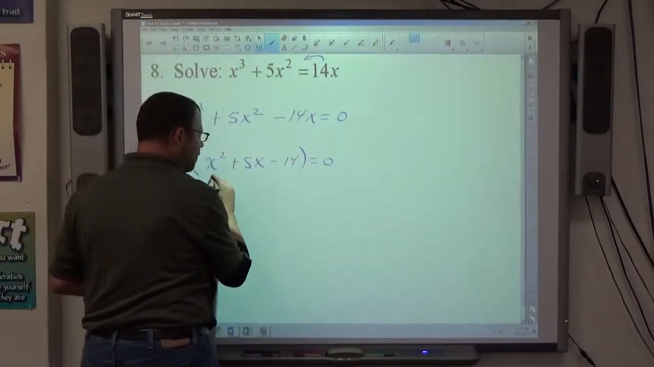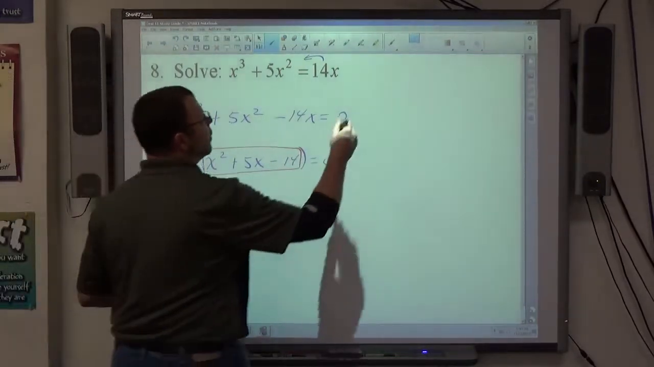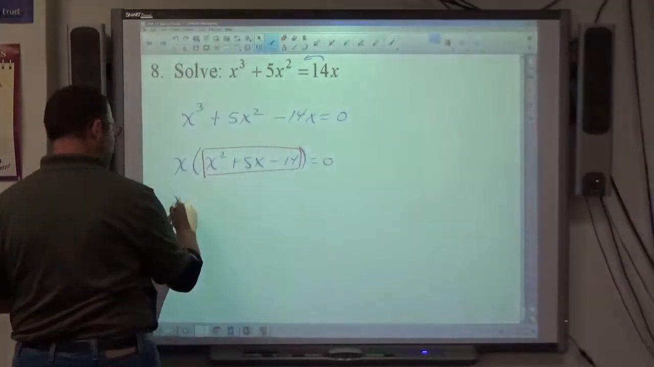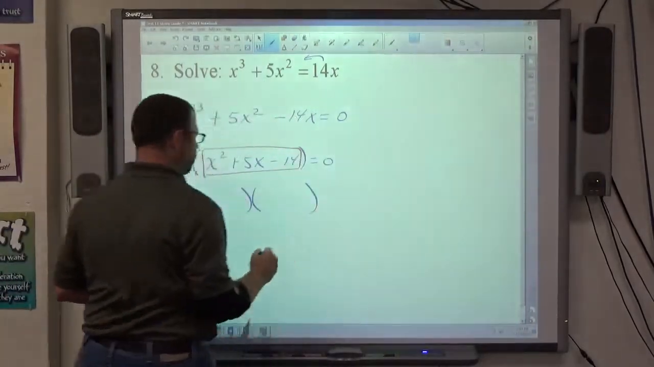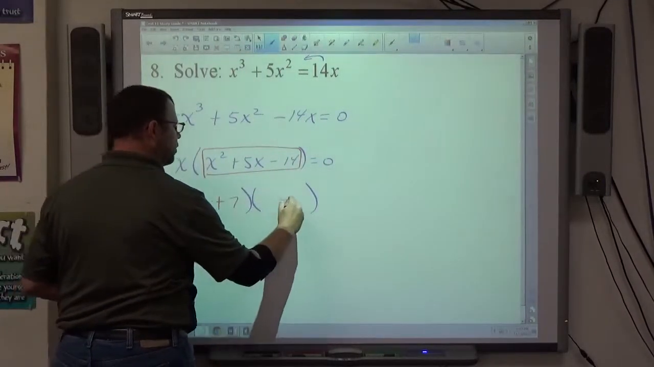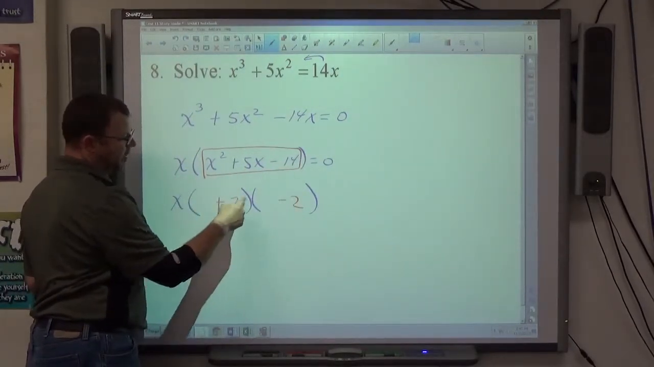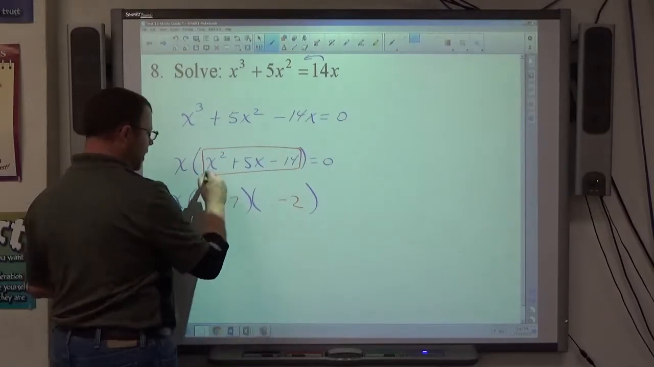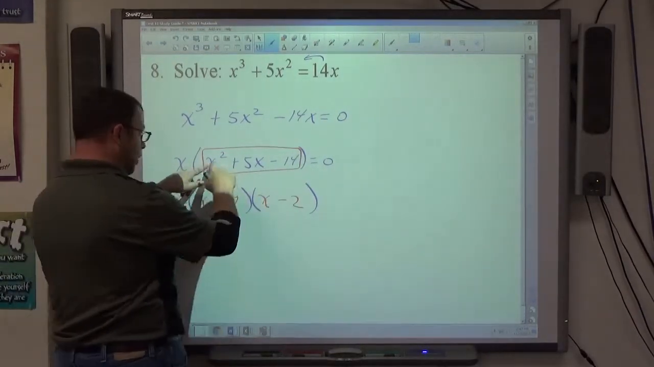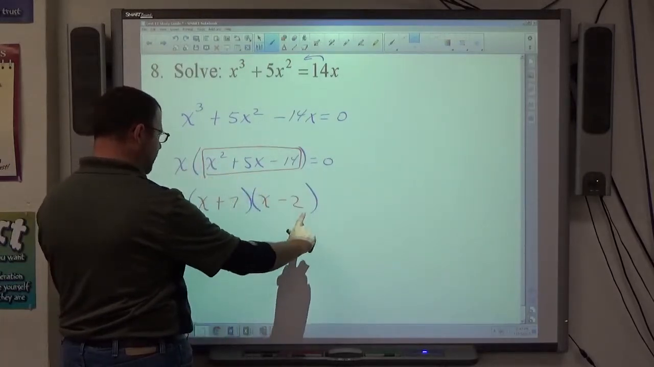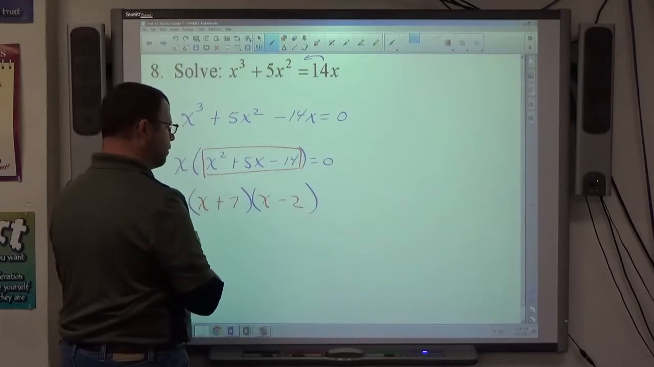I also have to consider that this is a quadratic trinomial, so probably it factors again. So we're looking for the two numbers that multiply to make negative 14, that also add to make positive 5. If we think it through, positive 7 and negative 2 do the trick. 7 times negative 2 makes negative 14. 7 plus negative 2 makes the positive 5. And of course, we're going to have x times x makes the x squared. So if you just imagine FOIL, x times x makes x squared. Negative 2x plus 7x makes 5x. 7 times negative 2 makes negative 14.